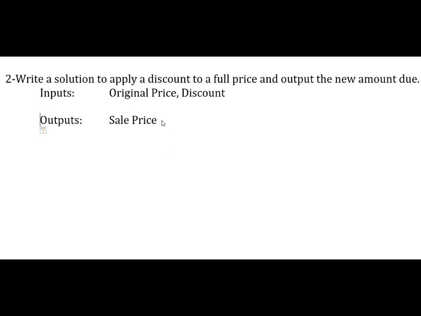The sale price equals original price times 1 minus the discount. And we want to display the sale price.